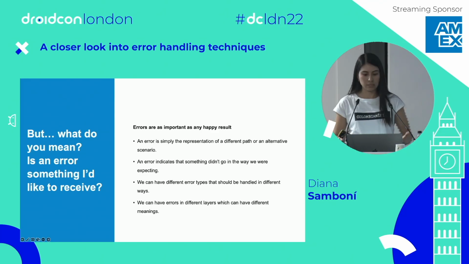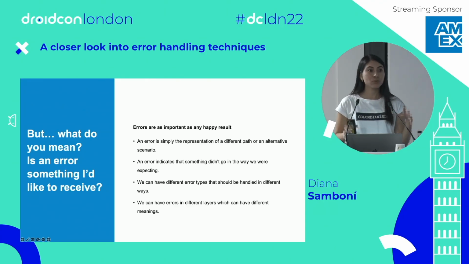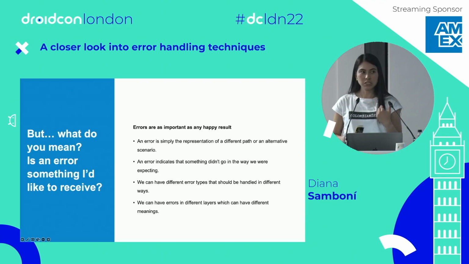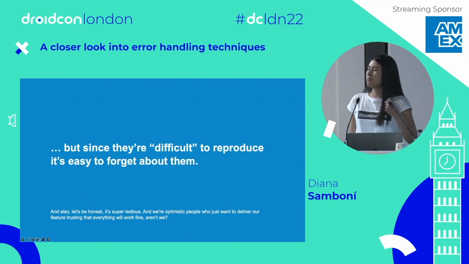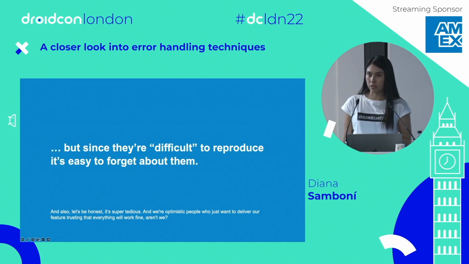We can also have different error types, and now that we have all of this clean architecture, we can also have errors in different layers, which means different things that we have to map in different ways. But the point is that they are very difficult to reproduce. We have to use stubs, or we have to mock or hard code, and it's too much work. So maybe we are very optimistic people that just think that everything is going to be perfect, and also we work in this agile world where we need to deliver faster every time. So maybe we don't have enough time for handling errors.